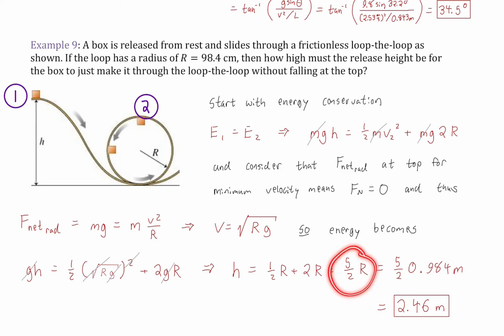But here's the elegant part. It's 5/2 r. That's pretty cool for this nice ideal frictionless system. As long as you start at a height that is 2.5 times the radius, you'll make it through the loop, but it better be frictionless.